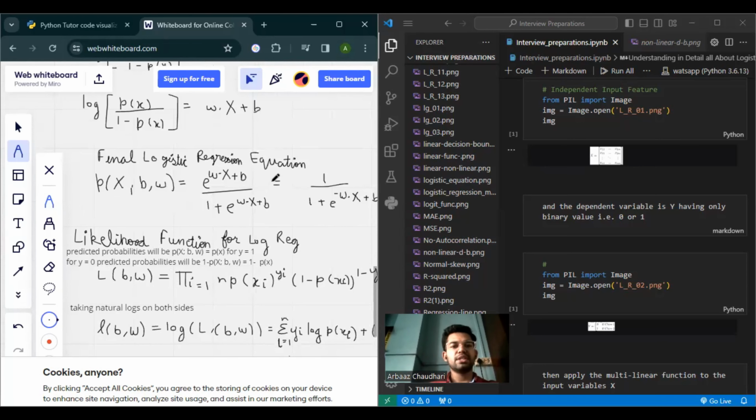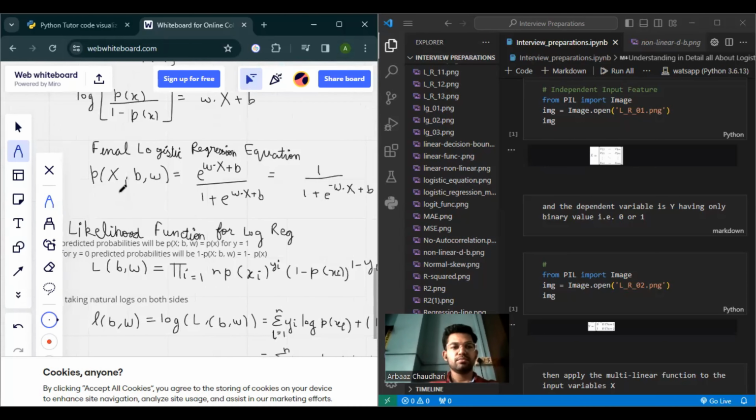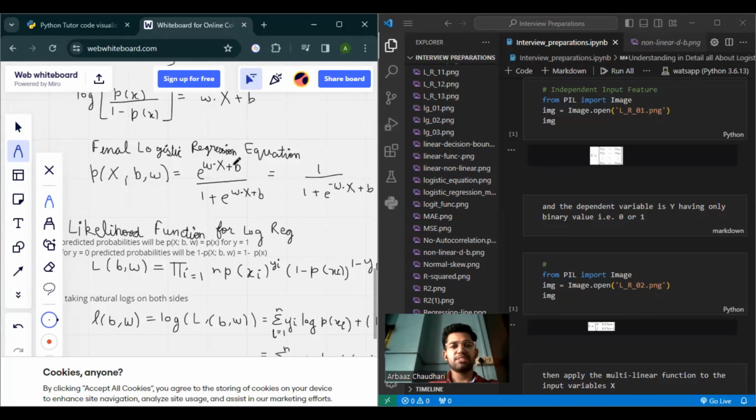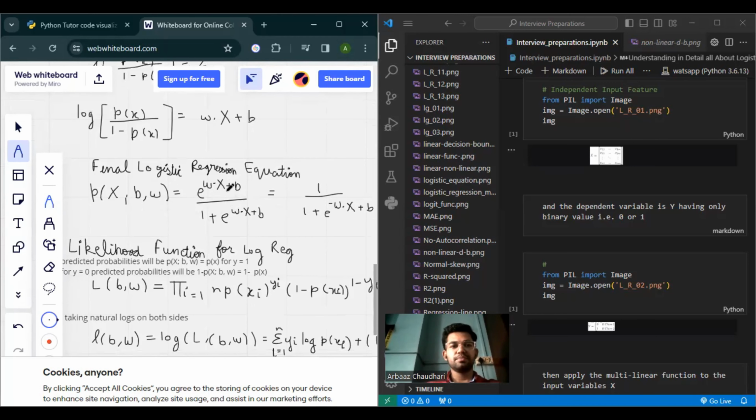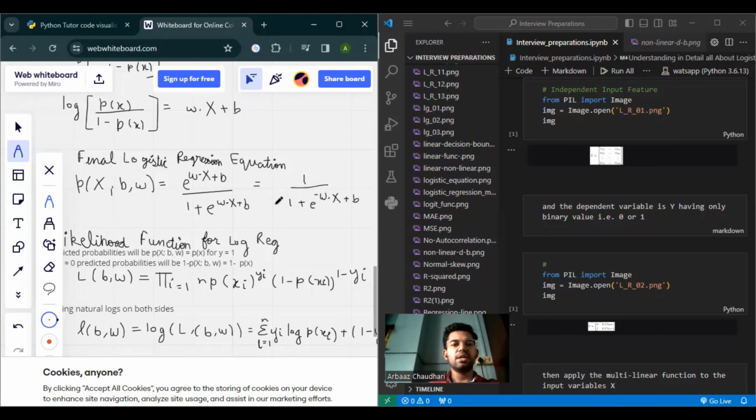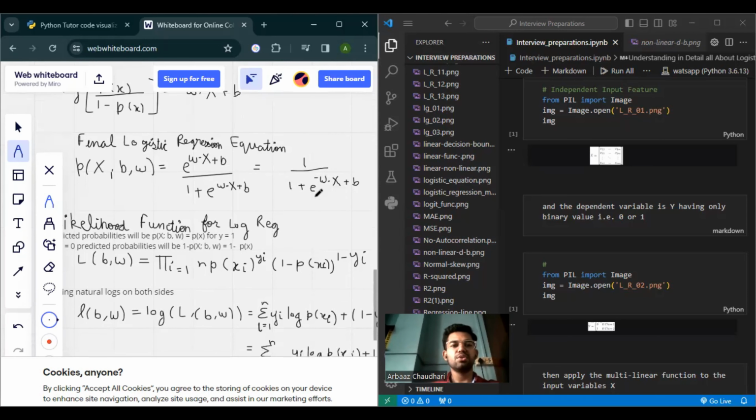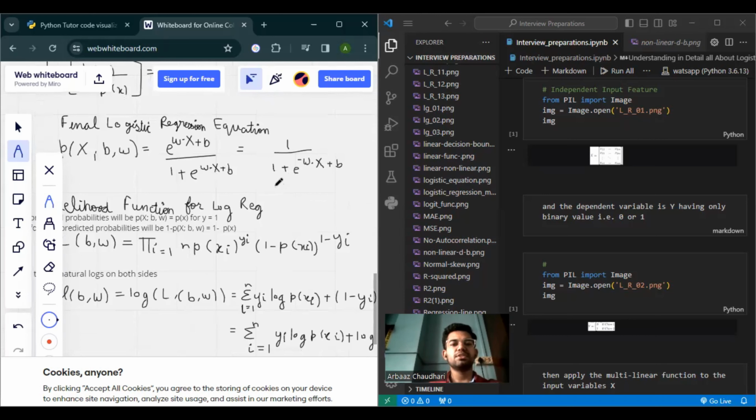Then the final logistic regression equation will become probability of x given b comma w is equal to e raised to w x plus b divided by, because probability of x is this. Okay. And here it is substituted, and finally we are getting 1 divided by 1 plus e raised to minus w dot x plus b. So this is our final logistic regression.